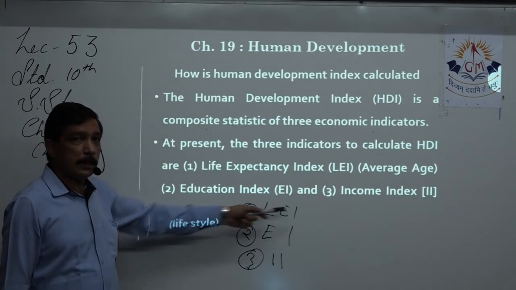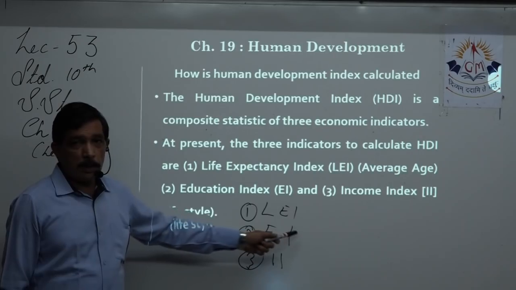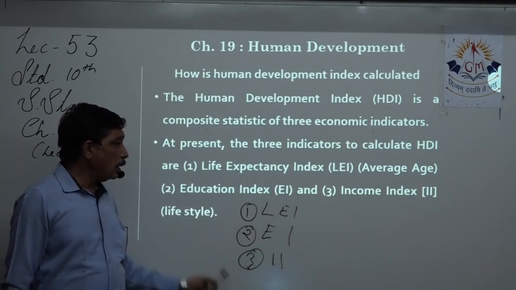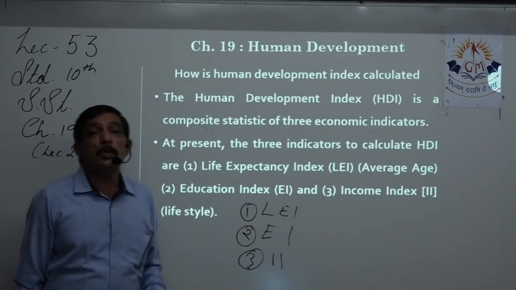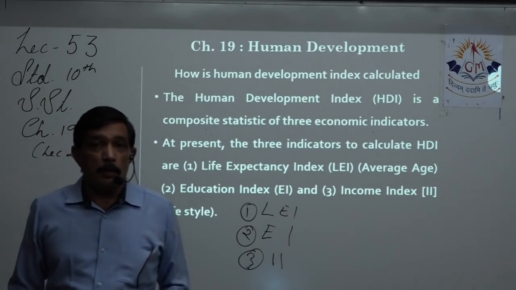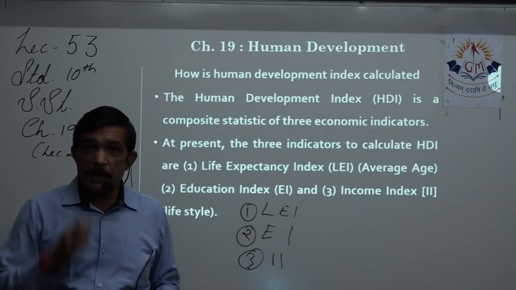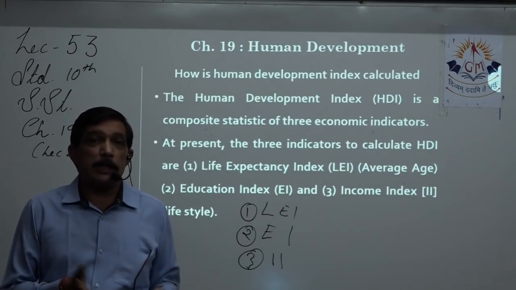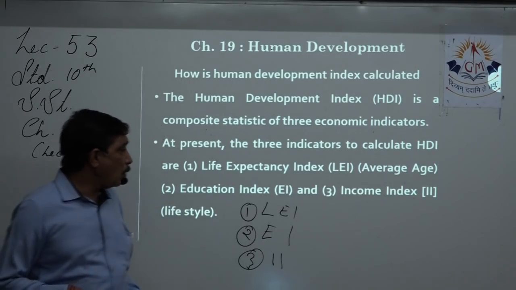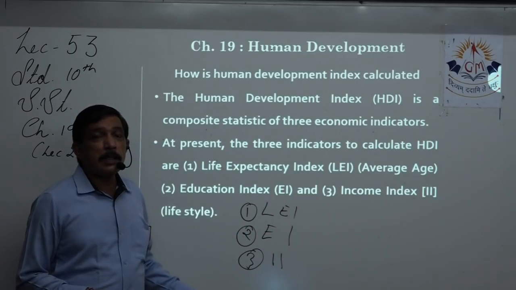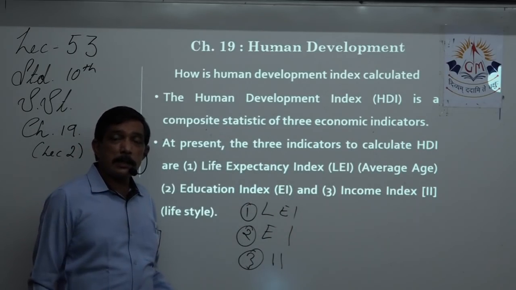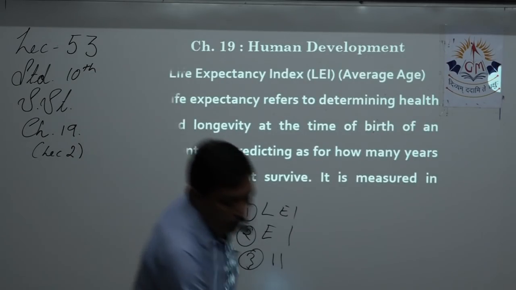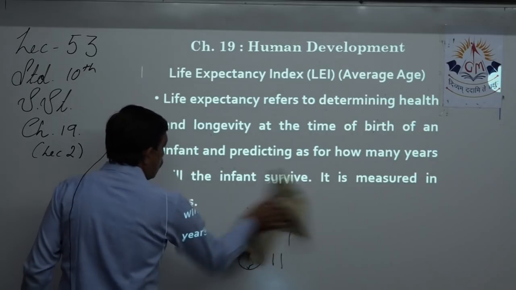Life expectancy index, education index, and income index. So this becomes our new HDI. The way to count the new HDI is the new method, new technique to measure HDI of each and every country. Now we have these three indexes to consider for the larger index, that is HDI. Now we will learn it one by one.